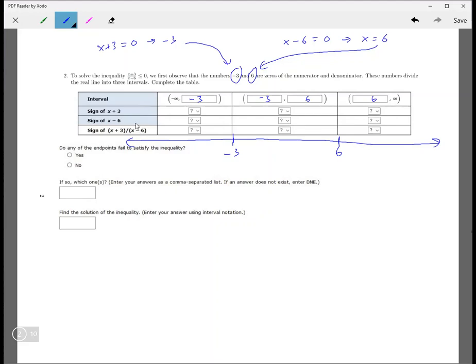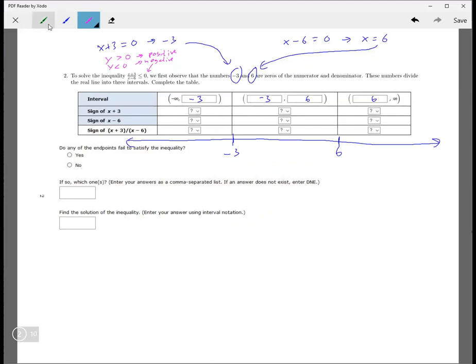Now let me note that it's also important that you have a 0 here. The reason for that is, if you have a number, we'll call it y, and y is greater than 0, that means it's positive. And y less than 0 means that number is negative. So positive means greater than 0, and negative means less than 0.